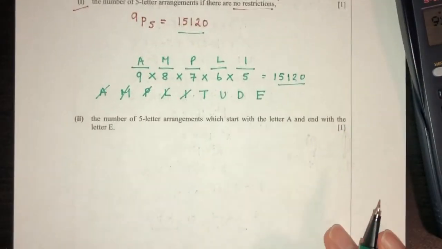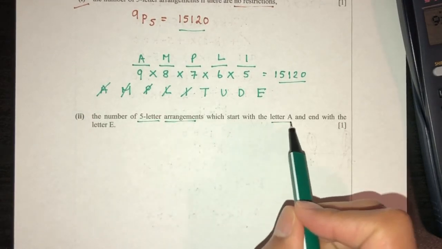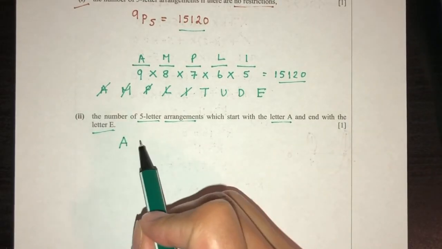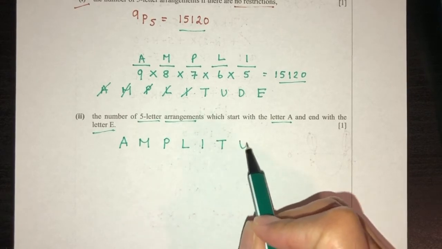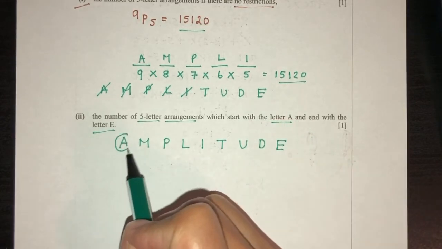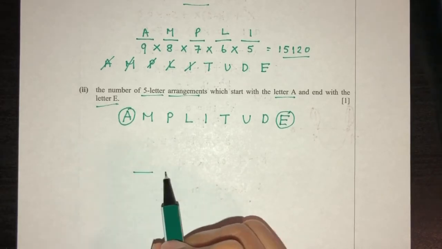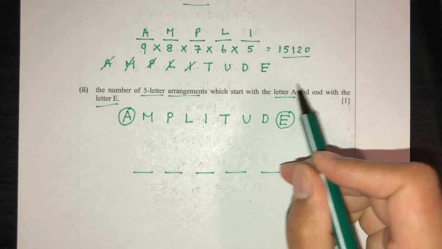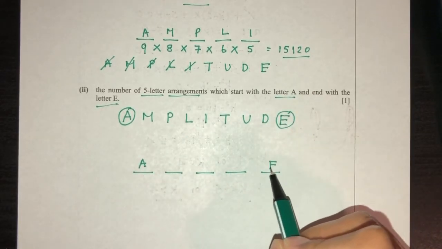Okay. Now for part 2, find the number of 5 letter arrangements which start with an A and end with an E. So let's write down the letters: A, M, P, L, I, T, U, D, E. We have only one A and only one E, and we have to choose 5 from them. So 1, 2, 3, 4, 5. It has to start with an A. It has to end with an E. Okay?